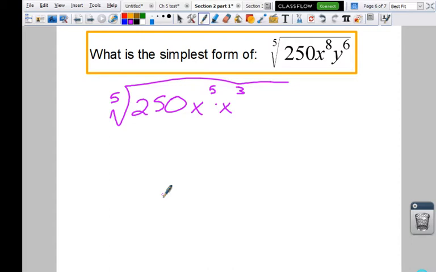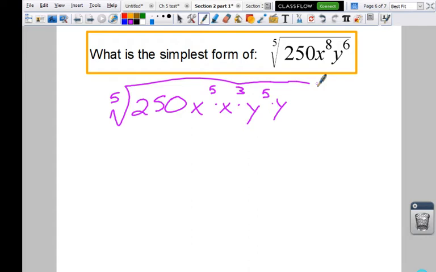Maya, how are we splitting apart y? Do y to the 5th inside your radical right here. Alright, so we can't split apart 250, but we can split apart the x to the 5th, x to the 3rd, and y to the 5th and y.